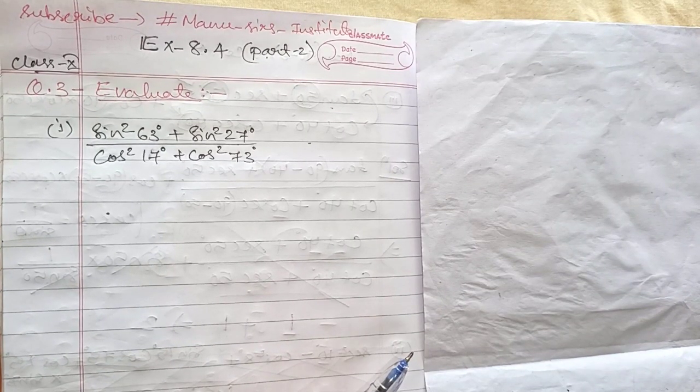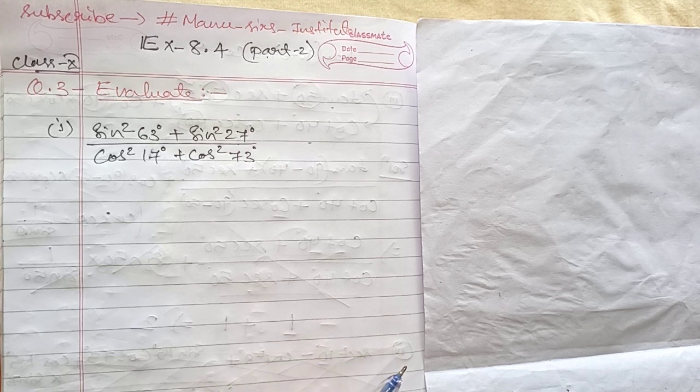Today I am going to start part 2 from exercise 8.4. For part 1 of exercise 8.4 you can click the I button given on the top, or you can click the link which I have given in my description box. Search for part 1 of exercise 8.4, where I have taught you the formulas of this exercise and questions number 1 and 2. Now in this section, we will solve questions number 3 and 4.